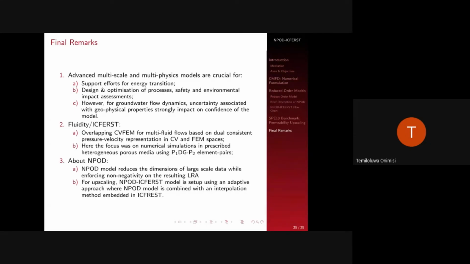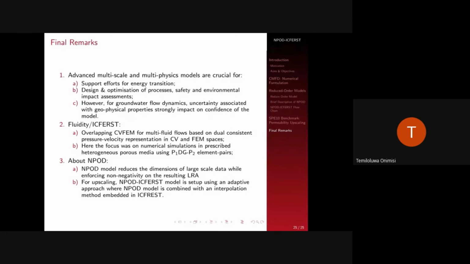So earlier, we spoke about multi-scale and multi-physics models for their importance in design and optimization processes, safety and environmental impact assessment on the whole geothermal reservoir system. However, a major challenge that has always been there is the uncertainty problem associated with not being able to really get the right geophysical properties. And so you want to, as much as possible, make sure that the methods you're using to solve the flow models are quite high order methods.